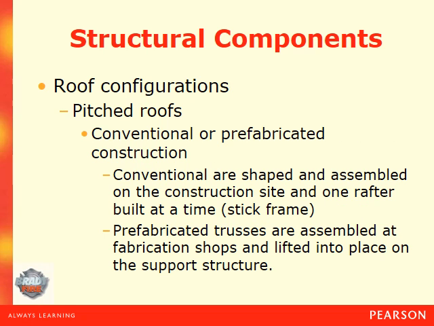Another type of roof is your pitched roof, which most of us are pretty familiar with. That's kind of like the roof on your traditional home. But they can be conventional or prefabricated construction. The conventional are shaped and assembled on the construction site, and one rafter is built at a time, and that is called stick frame type construction. Your prefabricated trusses are assembled at a fabrication shop and lifted into place on the support structure.